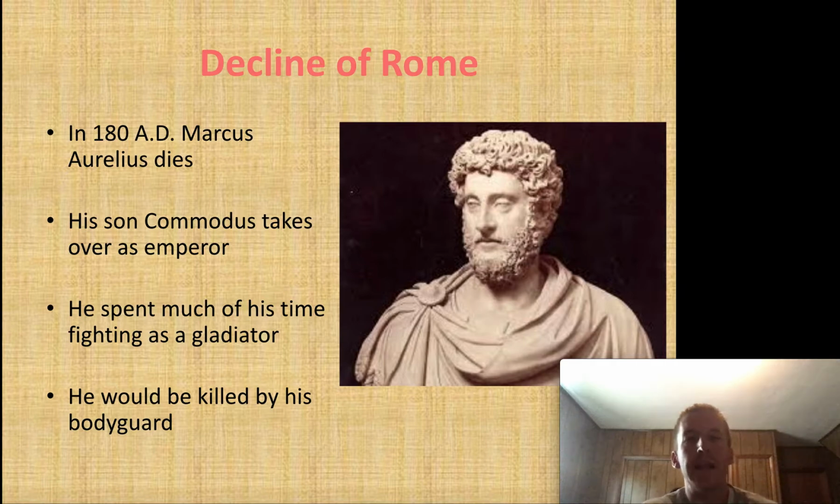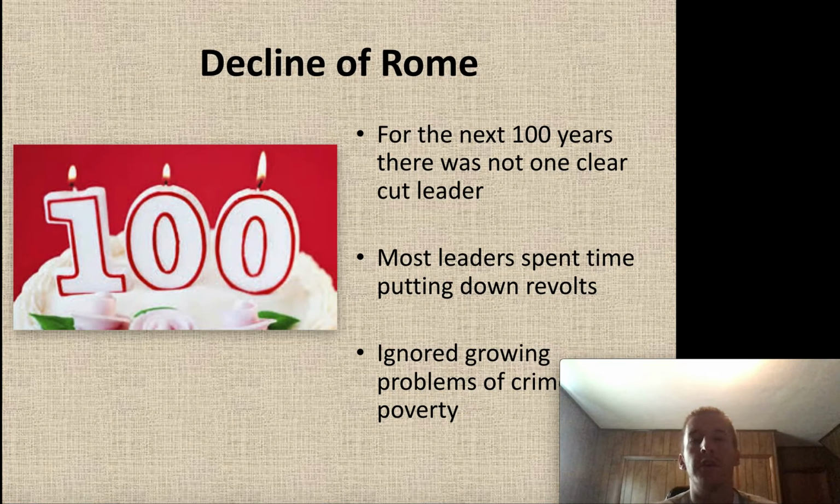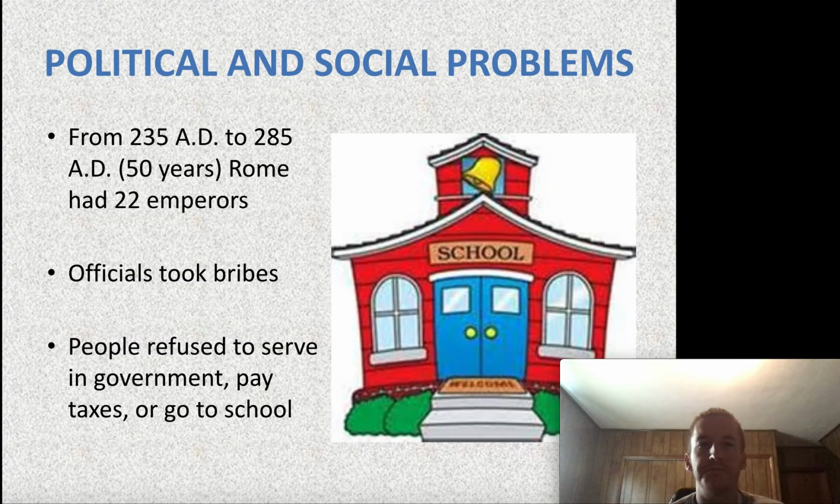In the year 180, Marcus Aurelius is going to die. His son Commodus takes over as emperor. He spent much of his time fighting as a gladiator. Eventually, he would be killed by one of his bodyguards. For the next 100 years, there was not one clear-cut leader. Most leaders spent time putting down revolts, and they were ignoring the growing problems of crime and poverty.